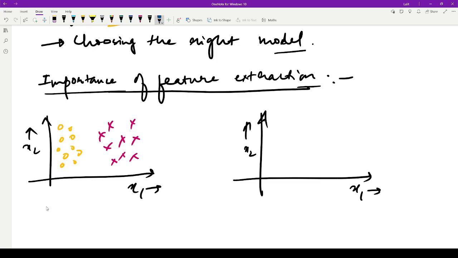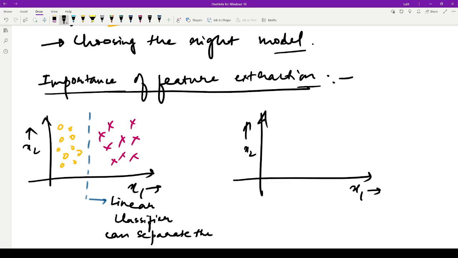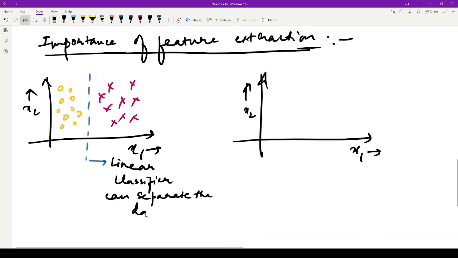By a linear function, we can divide it. Okay, linearly separable. Yeah, this, for instance, is one of the linear classifiers that can separate it. Okay, anything else? Anything else that you see? If I ask you which feature is useful, x1 or x2, what would you say? This one, x1 is useful.